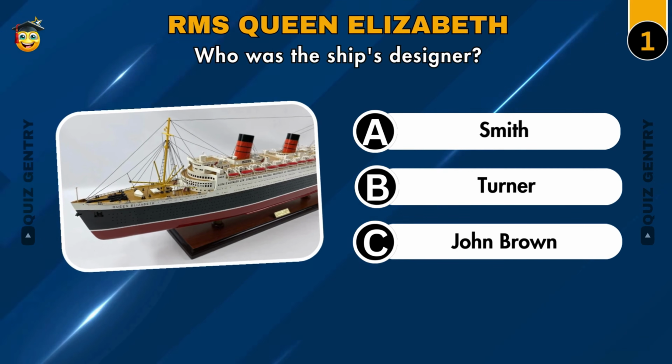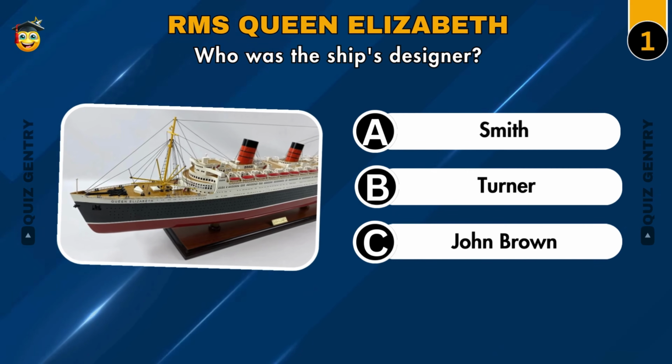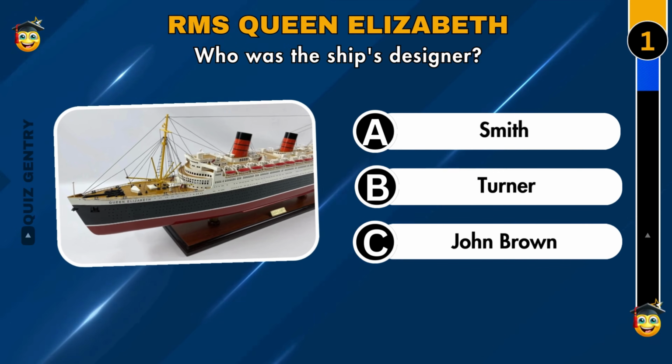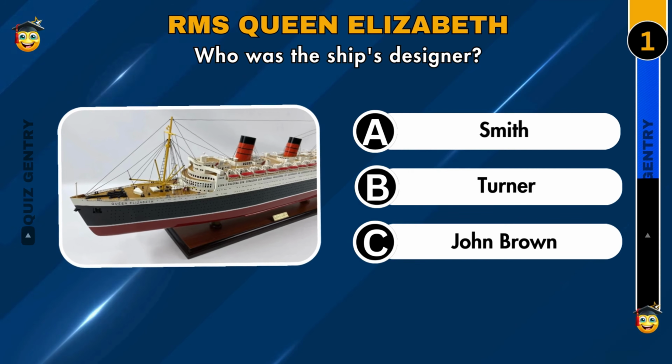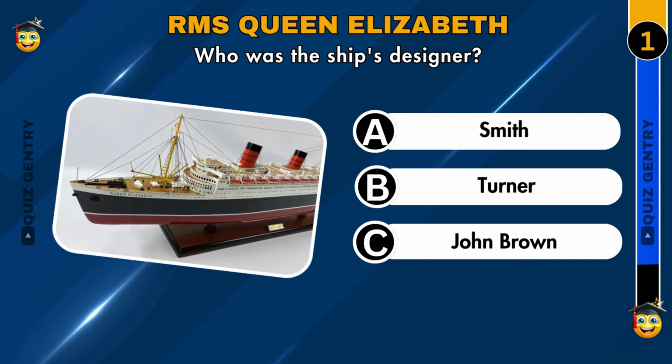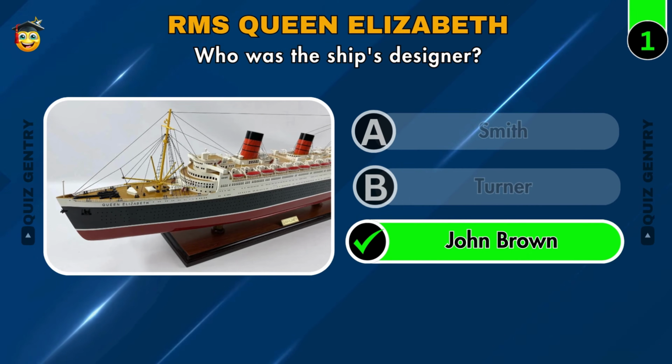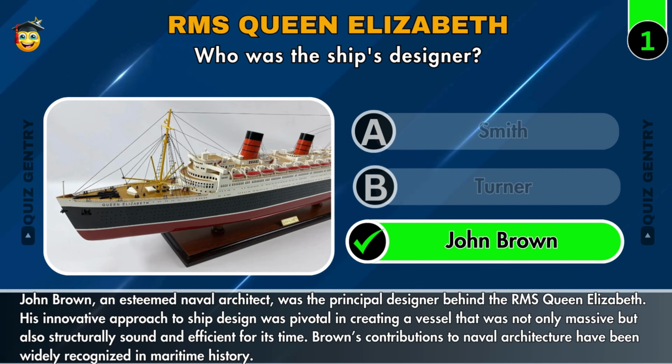Question number 1 says, who was the ship's designer? Was it Smith, Turner, or John Brown? John Brown. John Brown, an esteemed naval architect, was the principal designer behind the RMS Queen Elizabeth. His innovative approach to ship design was pivotal in creating a vessel that was not only massive but also structurally sound and efficient for its time. Brown's contributions to naval architecture have been widely recognized in maritime history.